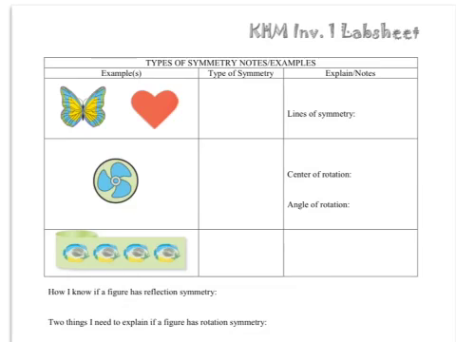Like with any paper, the first thing you're going to want to do is put your information on your paper, your name and date and period and all that kind of stuff. You'll notice that this has a table where we can take some notes and talk about the 3 types of symmetry that are listed in your book.